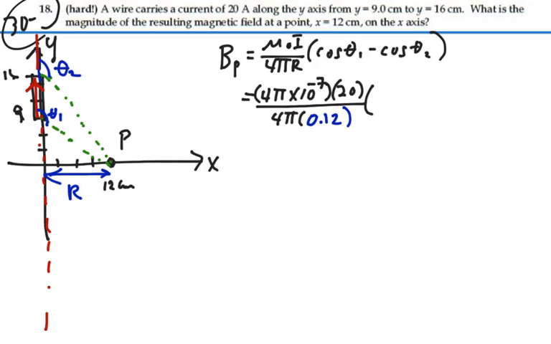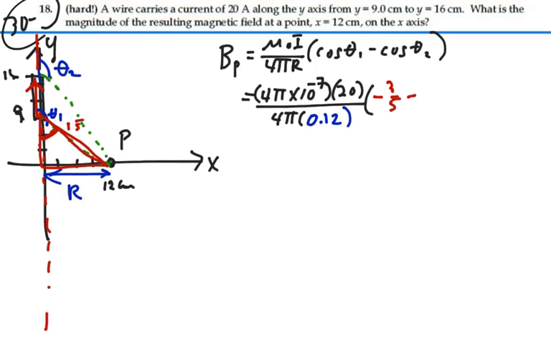Okay. Cosine theta 1. Well, theta 1 is this leading angle. It's the supplementary angle of this angle right here. And if I consider this right triangle here, I have a 9 on one side, a 12 on the other side, and a 15 on the hypotenuse. So the cosine is going to be 3/5, 9 over 15. And so the cosine of theta 1, which is a supplementary angle of that, will be a negative 3/5.